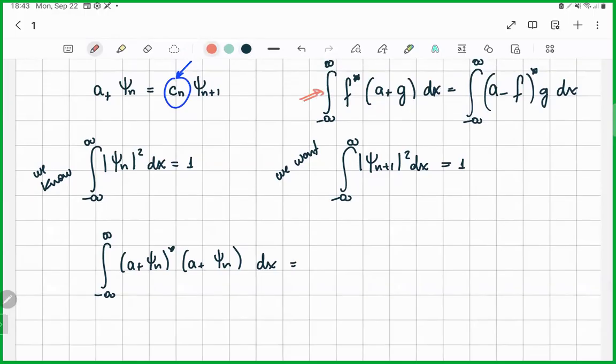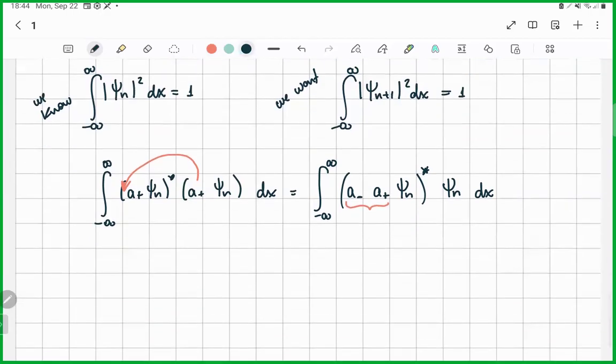All right, so using this property here, we know that we can rewrite this integral in the following form. We can bring this a plus in front of everything, inside that complex conjugate, changing its sign. So we have here a minus a plus psi n, everything inside this complex conjugate, and psi n. All right, so now you see that we have a minus a plus, this combination of these two operators, acting on psi n. What is that? Well, let's think a little bit.